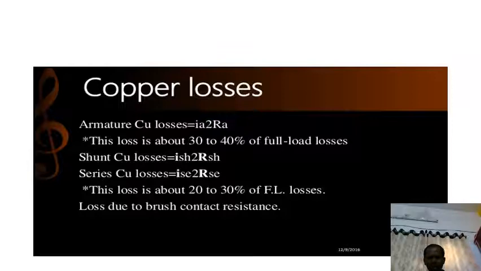Here the armature copper loss is about 30 to 40% of full load losses. In the shunt field winding or series field winding, the losses are 20 to 30% of full load losses. Another loss is the loss due to the brush contact drop. Due to the brush contact drop, a very small loss is produced, approximately 1% of losses.